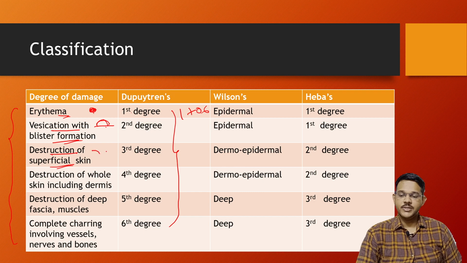Then third degree burn is a destruction of superficial skin. So the epidermis gets destroyed, but the skin remains intact. Underlying subcutaneous tissue is present, but the superficial skin gets destroyed.